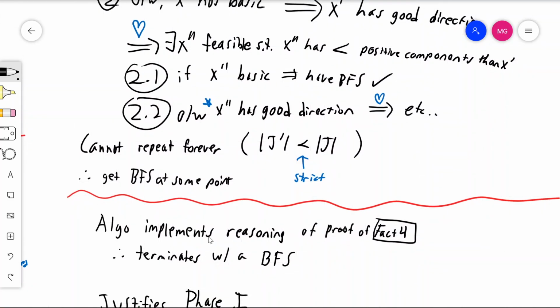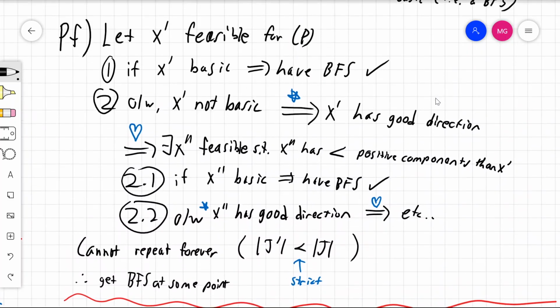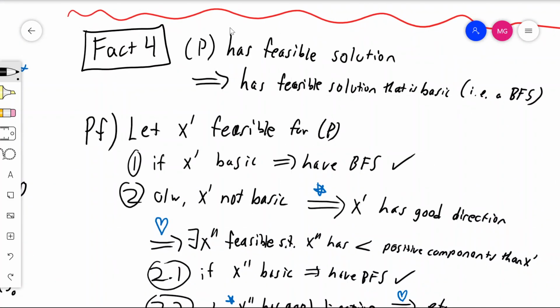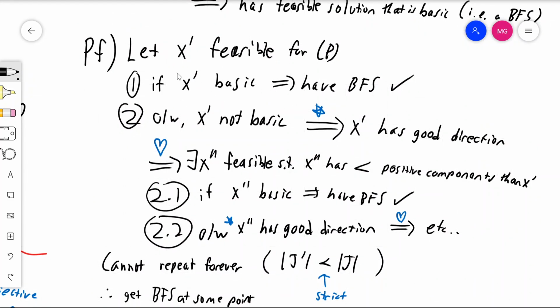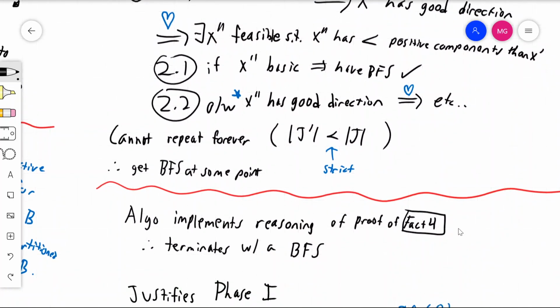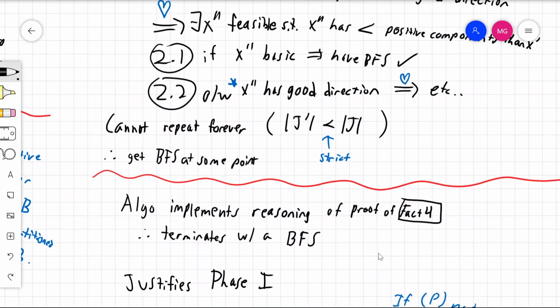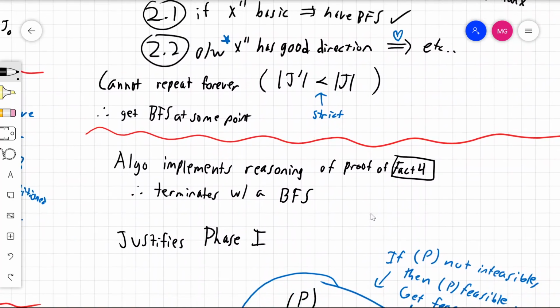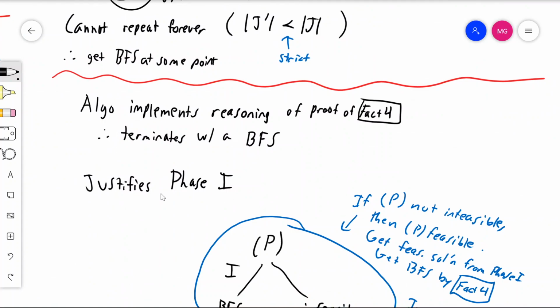So the algorithm that we would use implements the reasoning of fact 4. When I say fact 4, I really mean whatever this fact is. It might be 5, but this one. If we have a feasible solution, then we have a basic feasible solution. This is the proof of it. Either it's basic or it's not, in which case it has a good direction. And if it has a good direction, then there's another feasible solution that has strictly fewer positive components, and you iterate over and over again until you finally get a basic feasible solution. So that would be the algorithm, and that justifies phase 1. We said in phase 1 that if there was a feasible solution, then there's a basic feasible solution, and this is how you would achieve it.